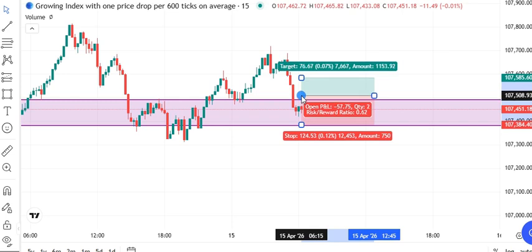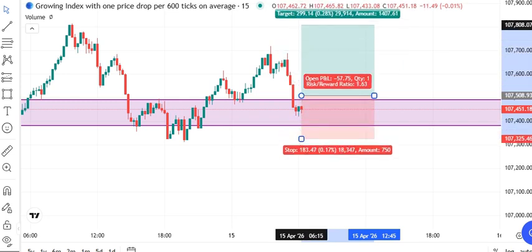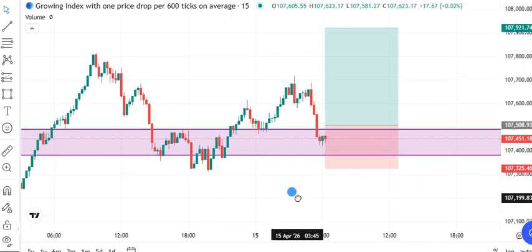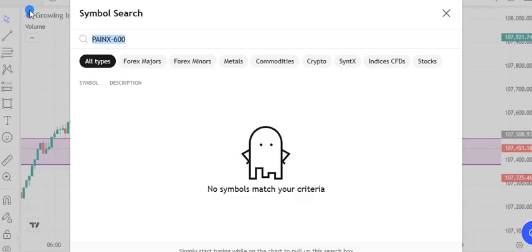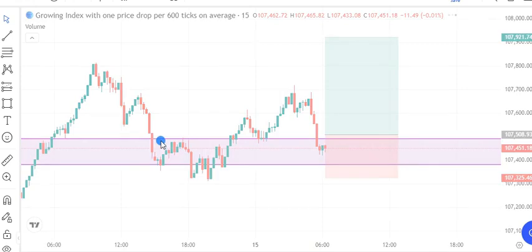Remember, some days we really don't have any setup, but today seems to be a very good day. So we're going to go long. Stop loss below this, take profit a minimum of 1:2 risk to reward ratio. Alright, so this is what I'll be targeting on Pain 600 for today. So you go to the next one, the final one, and that is Gain 600.